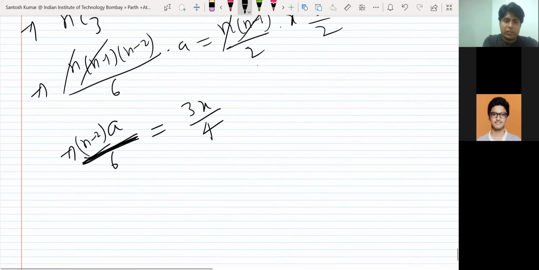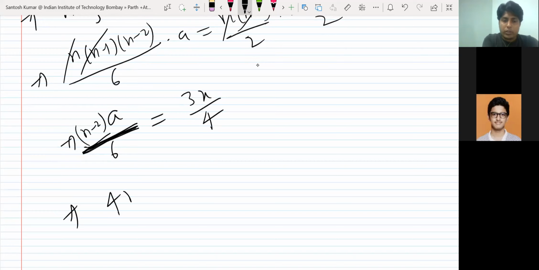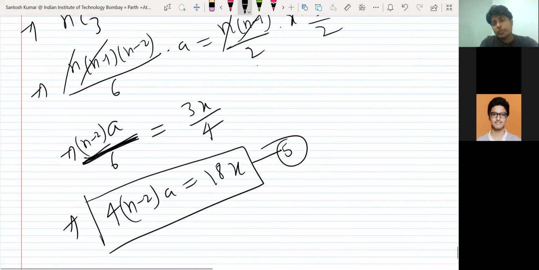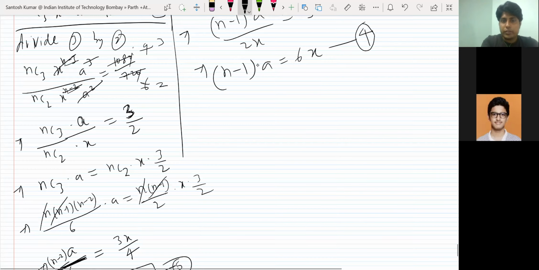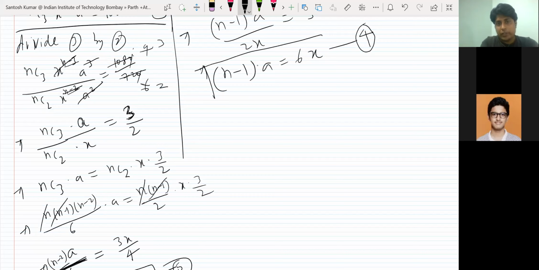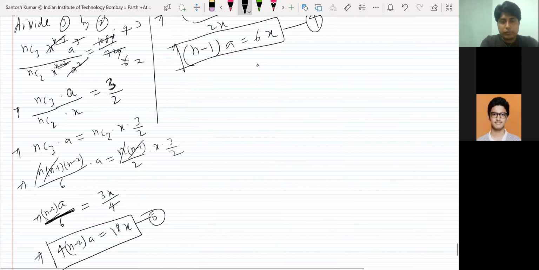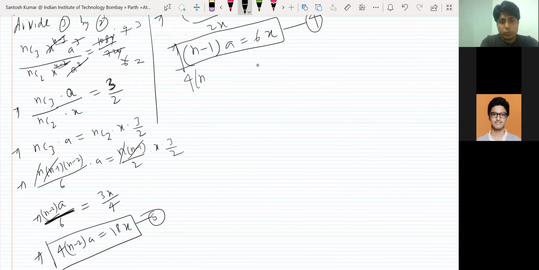So what you are getting, just to simplify more, 4 times (n minus 2) into a is equal to 18 times x. Let me call it equation 5. So now focus on equation 4 and 5. Equation 4 is this one, and equation 5, let me write it here. So it is 4 times (n minus 2) into a is equal to 18x.